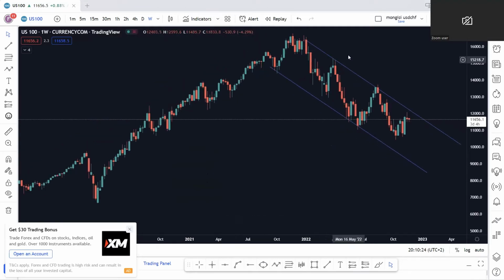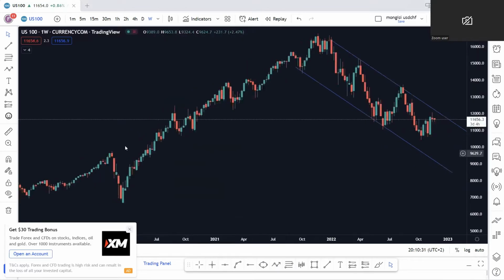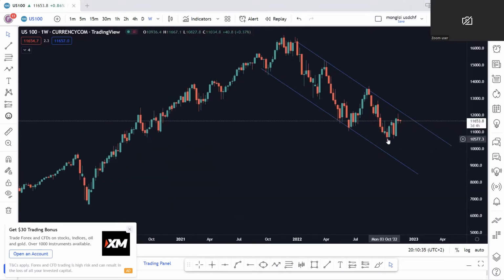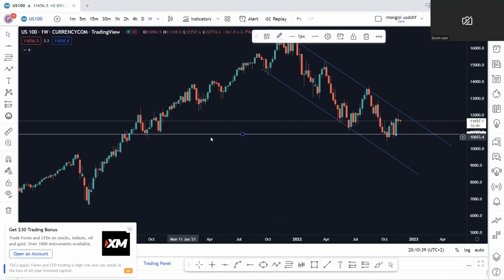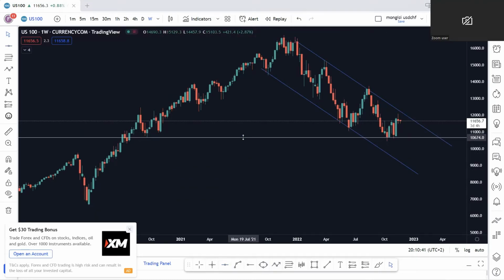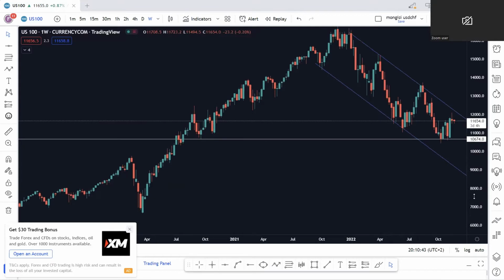Before you understand what's happening this side, you should be able to understand what has been happening this side. So this side, we're going to be looking at imbalance. We're going to be looking at order blocks. Why did the market reject from here? To find that out, we're just going to use this horizontal line here.